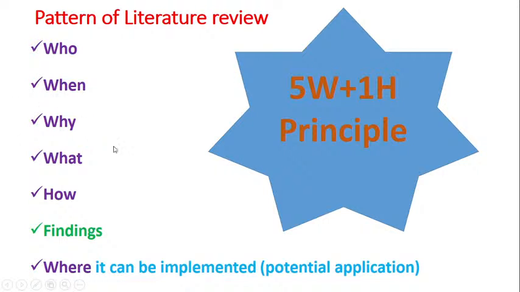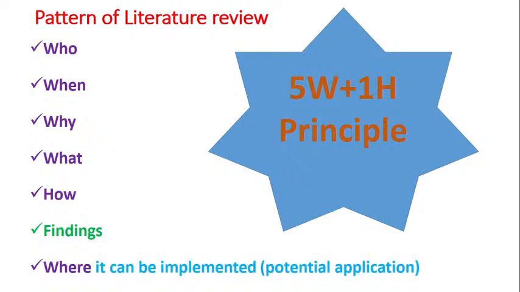And the third content you write is why it was published. And the fourth information is what is published, which means the objectives: what for they did their research. Then how means how they achieved the objectives, or how they did the research. So how talks about the methodology.